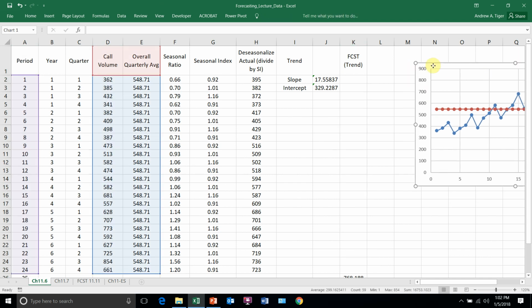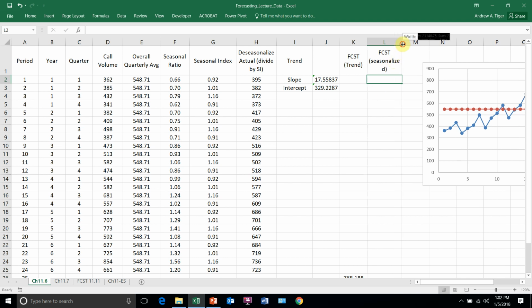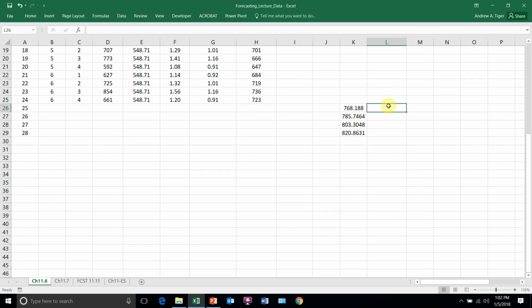I'll go ahead and do it on one additional column. And this is seasonalized. Let me drop my indices. These are my indices. I'm going to take my forecast into the future that's not seasonalized, and I'm going to seasonalize it by multiplying. You seasonalize by multiplying, you deseasonalize by dividing. And that's it. That's my forecast.